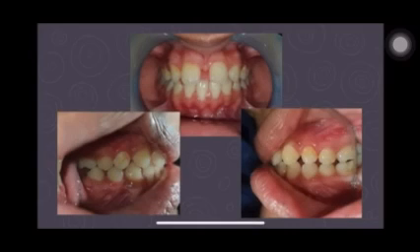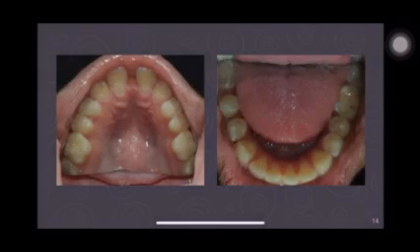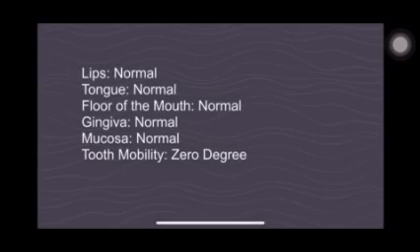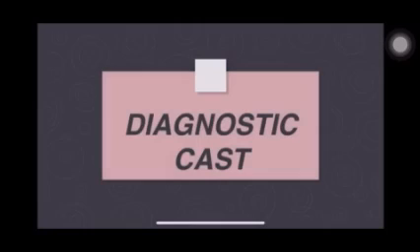Here are the intraoral photographs of the patient. Her lips are normal. The tongue is normal also. Floor of the mouth, gingiva, and mucosa are normal. Tooth mobility is 0 degree.